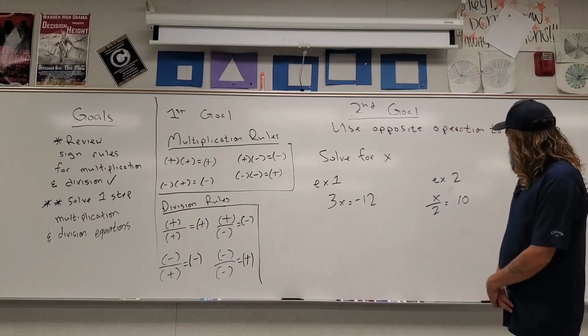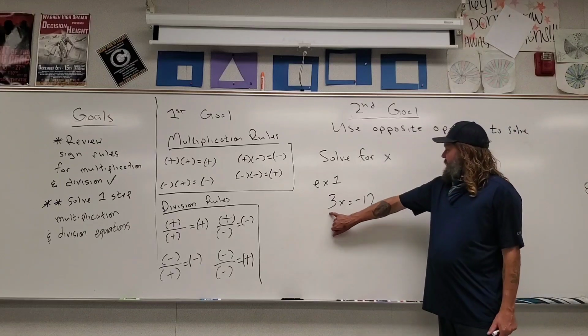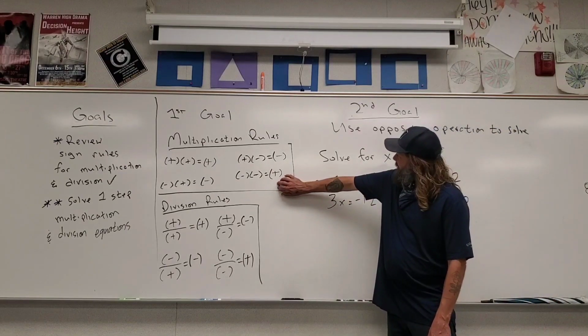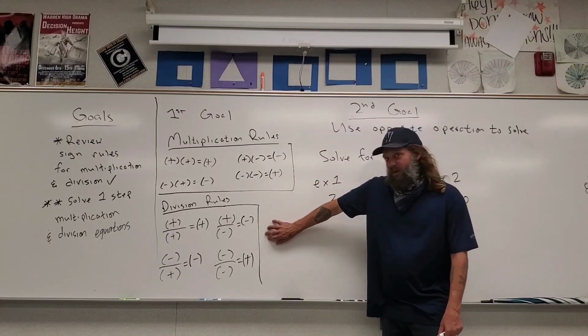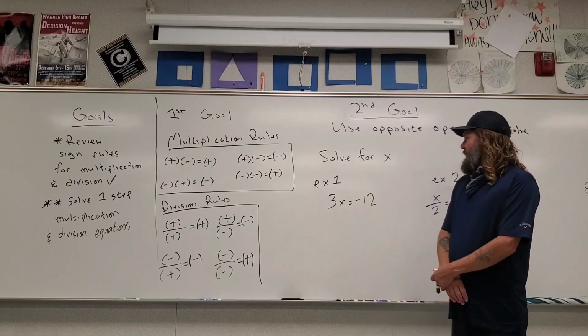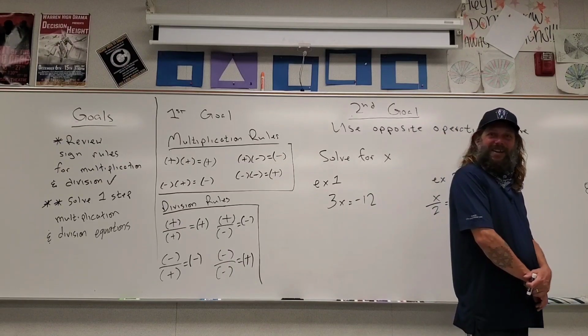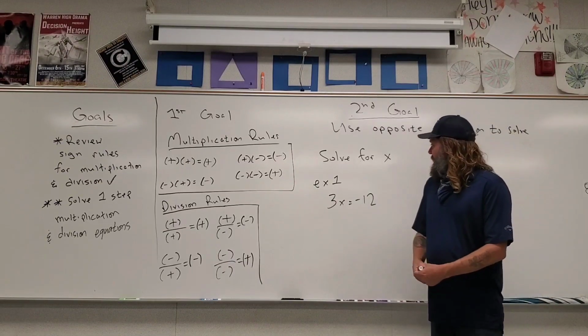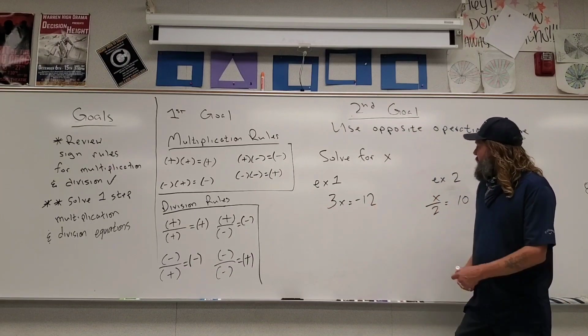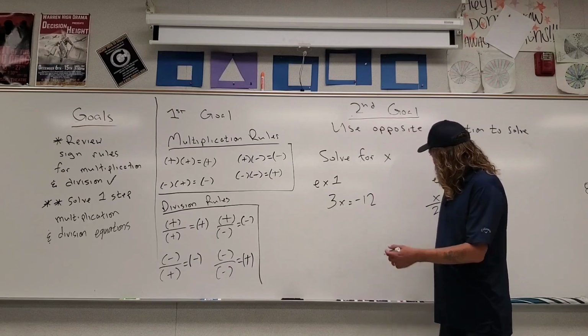All right, so the first equation is 3x equals negative 12. To me, it looks more like this than like this because I do not have a fraction. So example 1, this is a multiplication equation, which means I need to use division. This equation is multiplication, so we need to use division to solve.